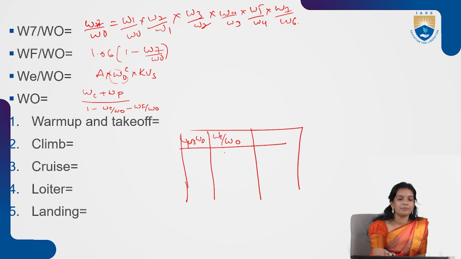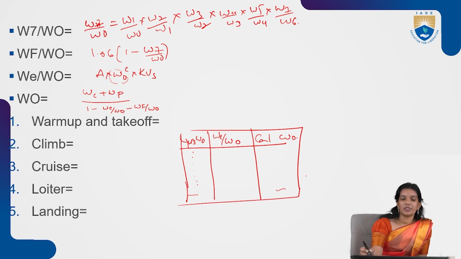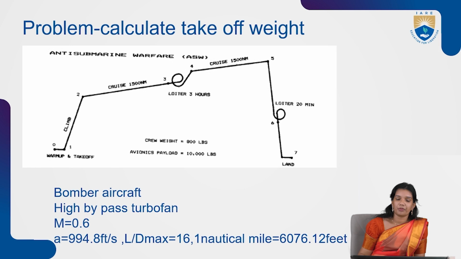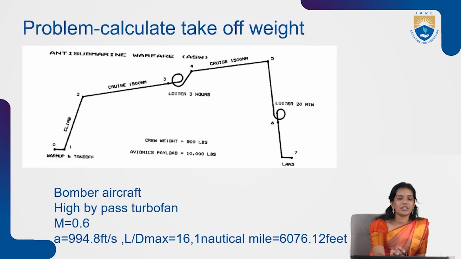From this, we finally calculate W0. That is my calculated W0. I continue until the values converge, until they are approximately the same. I converge it until I get the same number for the guess and the calculated weight, and then I understand that this is the calculated W0 required for the particular mission profile. So let us start doing the problem. Now, what is given to me?